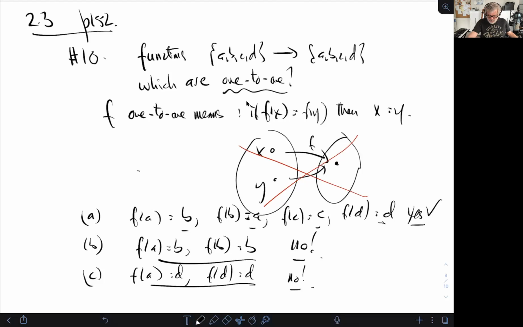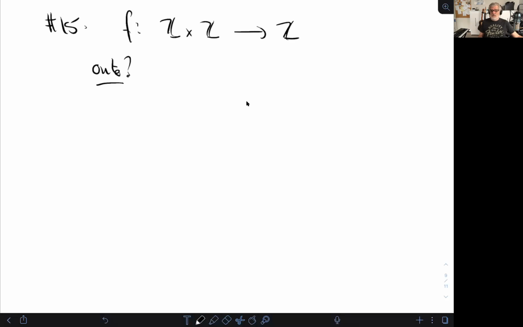Number 15, I don't know if that's easy for you guys or it's hard. I would think that it is at first not easy because you might not know exactly what you're supposed to do. But let me show you how this works. We're given functions from the product of the integers by themselves to the integers. So f goes from Z times Z to Z, okay? And we're asked if it is onto.